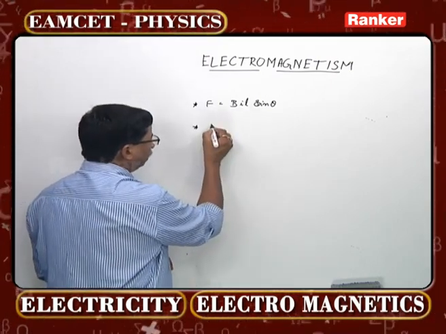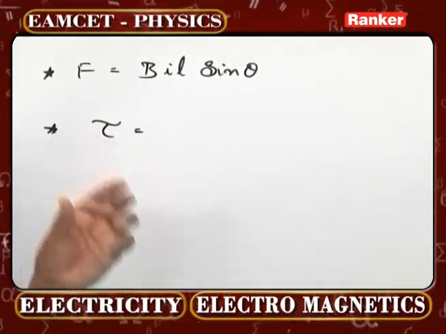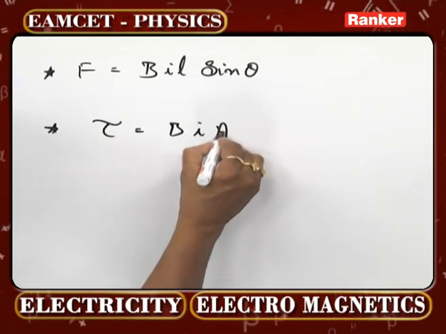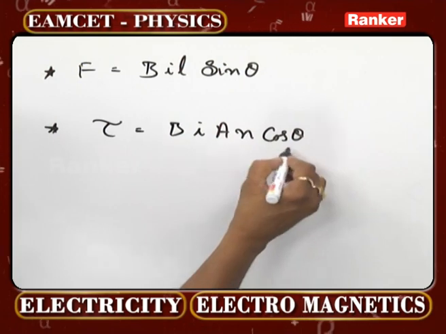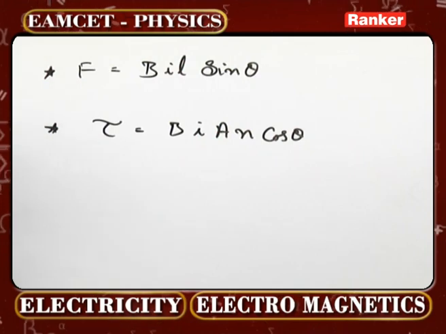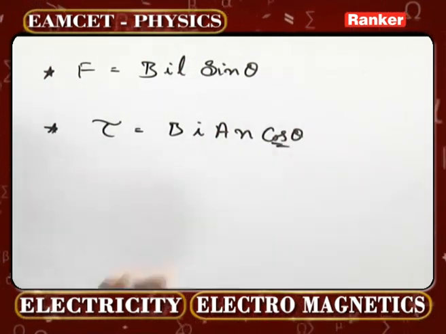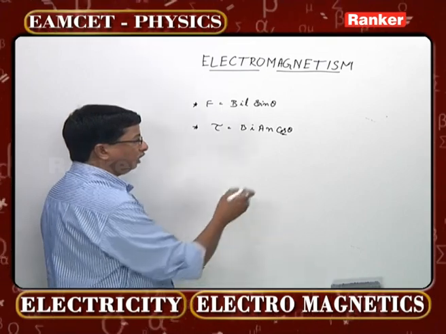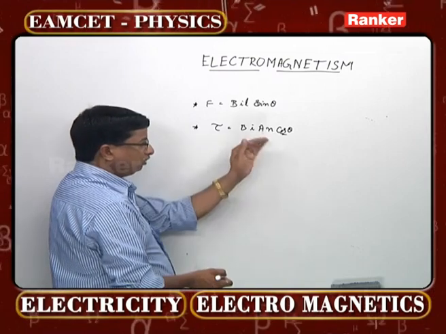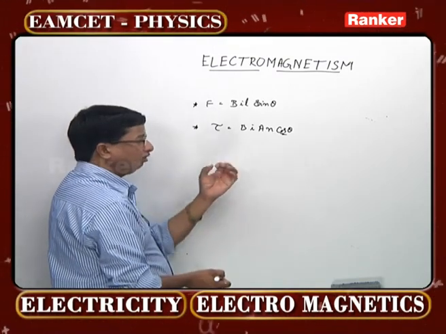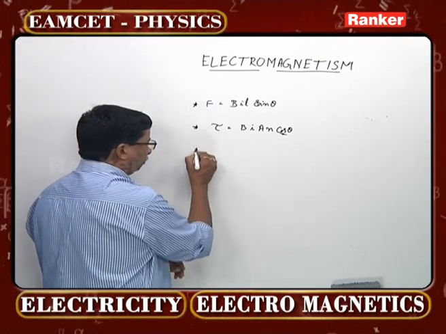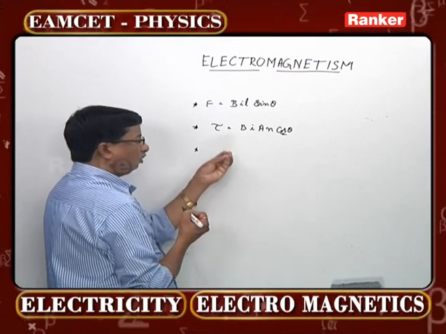What is the torque that is acting on a coil suspended in a magnetic field? You can all understand this one, BIAN cos theta. What will be this theta here? Angle made by the plane of the coil with the direction of the field. When theta is 0, you can definitely understand cos 0 is 1, then naturally torque will be maximum. When theta becomes 90, then cos 90 will be 0, then automatically torque will be minimum. So based on the same concept, you have taken up one more galvanometer.